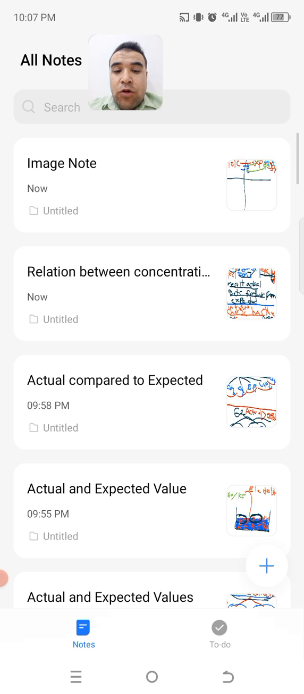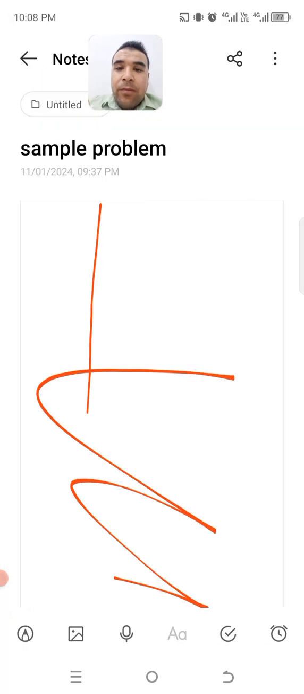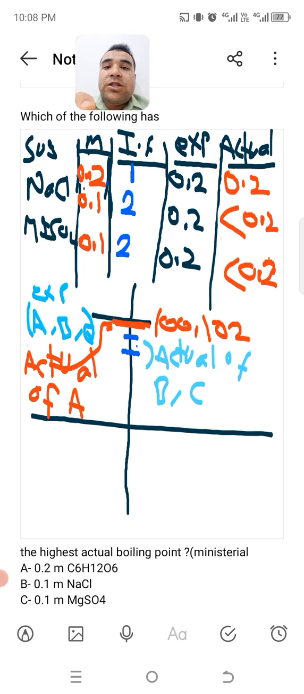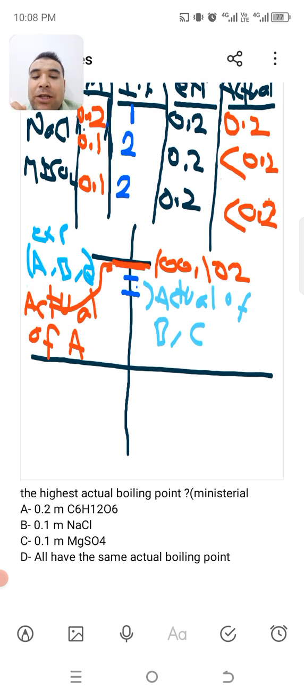Let us solve a question. Where is it? Sample problem. Guys, here we have got a sample problem of a ministerial question. It states: which of the following has the highest actual boiling point? It's a ministerial exam question. 0.2 molar sugar, 0.1 molar NaCl, 0.1 molar MgSO4.